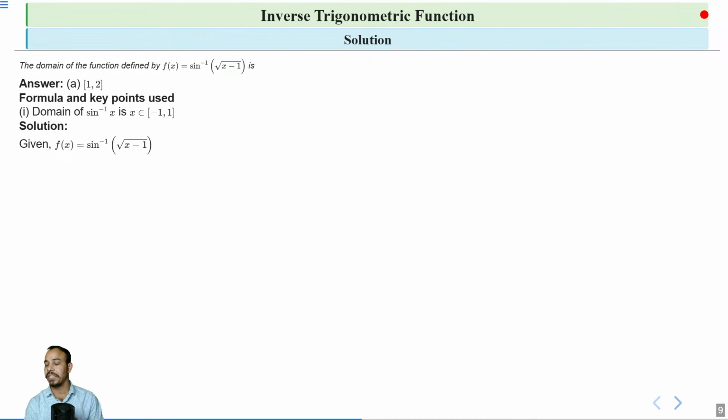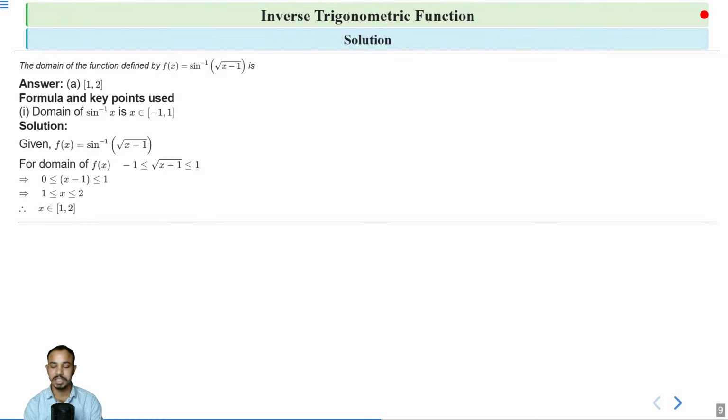So given the function f of x equal to sine inverse of square root of x minus 1. Now use the domain of sine inverse x. So for the domain of f of x, square root of x minus 1 lies in the interval minus 1 to 1. That means minus 1 less than or equal to square root of x minus 1 less than or equal to 1. Now squaring both sides, you will get 0 less than or equal to x minus 1 less than or equal to 1. Now let's simplify. So it implies 1 less than or equal to x less than or equal to 2, and therefore x belongs to the closed interval 1 comma 2.